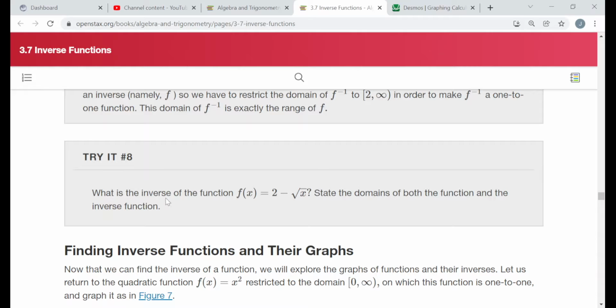All right, so what is the inverse of the following function? f of x equals 2 minus the square root of x. So we're going to write an equation for f inverse, and I'll talk about how to do that.